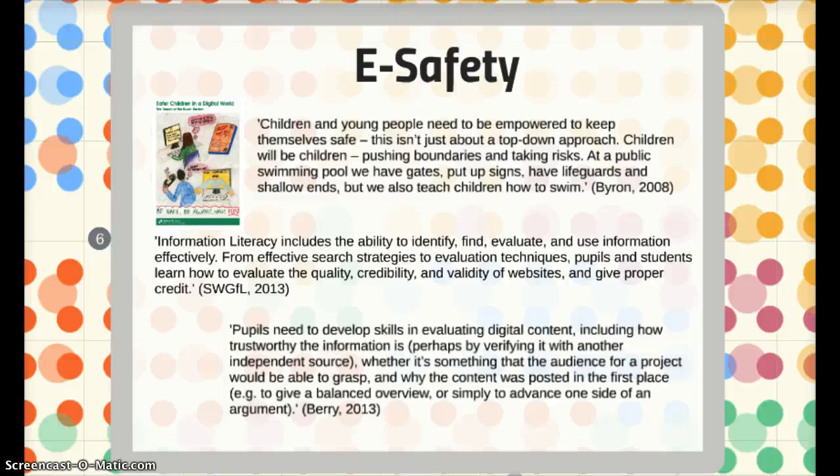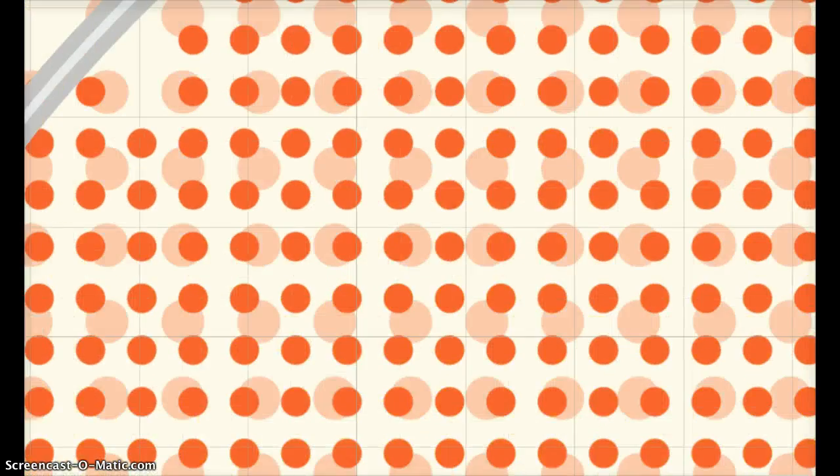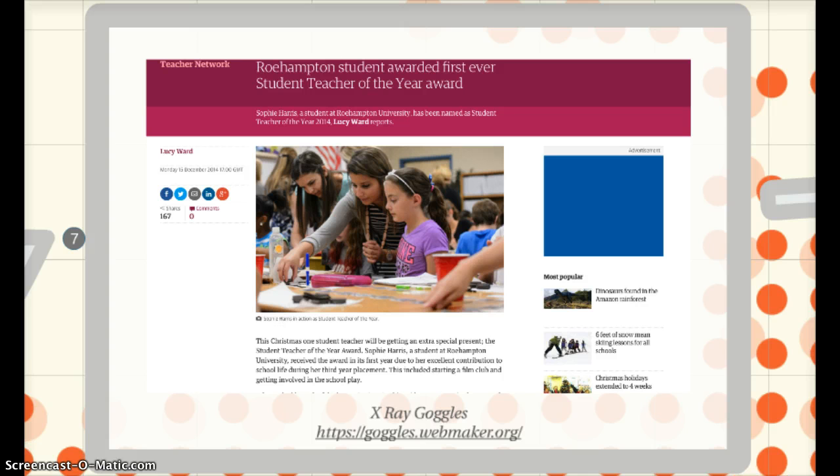The national curriculum identified that children should be able to use search technologies effectively, appreciate how results are selected and ranked, and be discerning in evaluating digital content. ChildNet reinforced this, suggesting it is imperative to teach pupils how to critically evaluate what they find online so that they are confident that it is reliable. In order to teach this, I would focus on the area of information literacy. The Southwest Grid for Learning defines this as including the ability to identify, find, evaluate, and use information effectively, highlighting pupils and students learning how to evaluate the quality, credibility, and validity of websites.